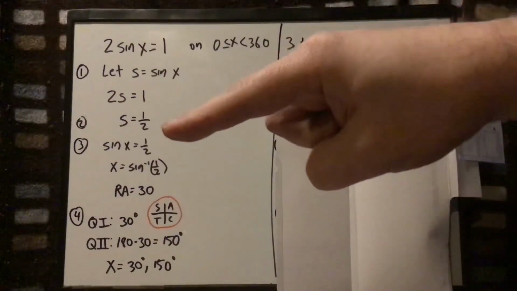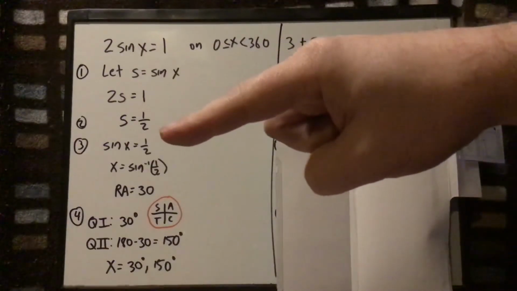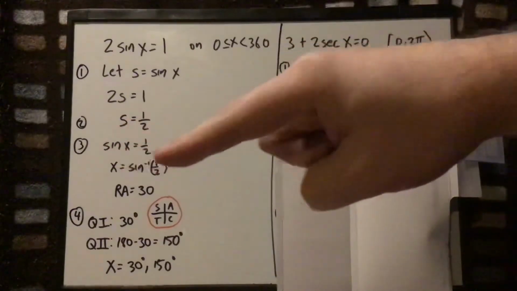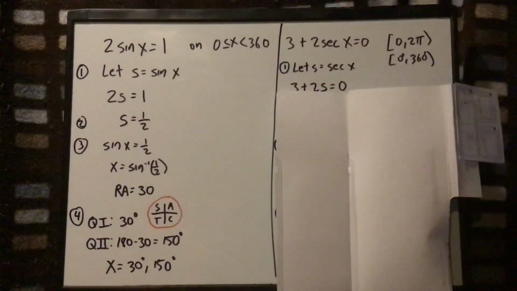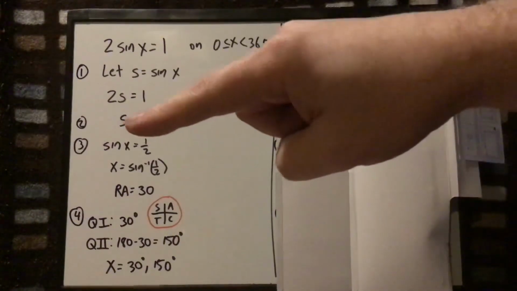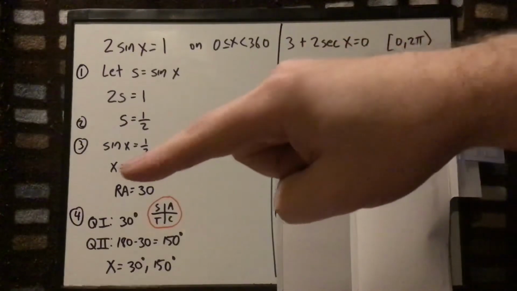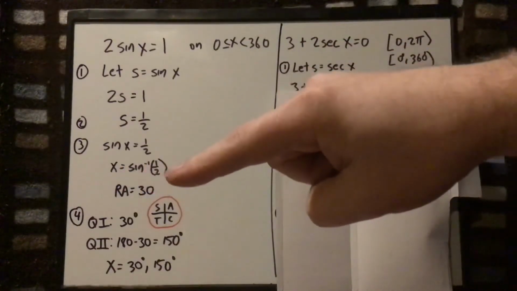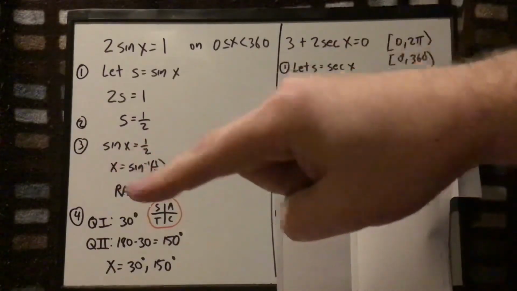So s equals 1/2. I replaced the s back with sine x. So the trig function is now alone. I have just sine x equals 1/2. From here, this is why I went over doing inverses, because I need to solve for what is x. In order to get rid of the sine, if sine x equals a half, x is the sine inverse of 1/2. And this is from geometry.